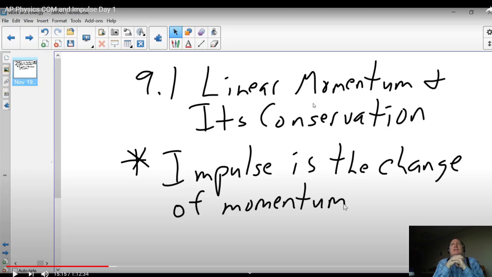So if this is the 19th, it's a week after that original one. But I think it's the next day, because I think there was 16, 18, and now the 19th. So I don't know what kind of school this is, but now we're finally into some new stuff.